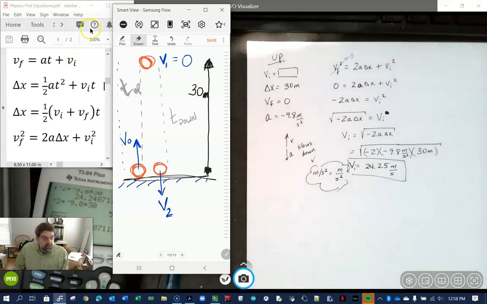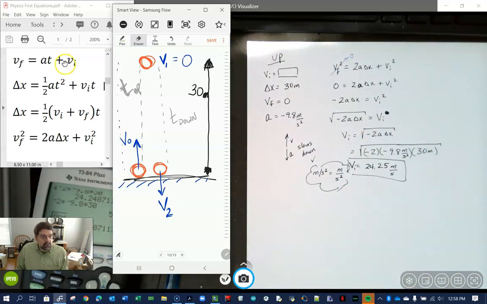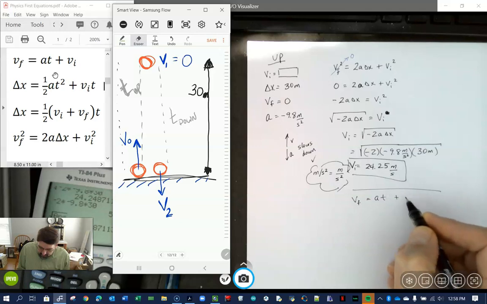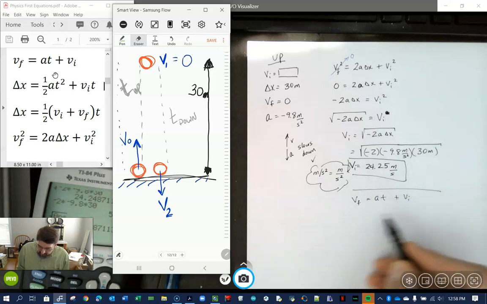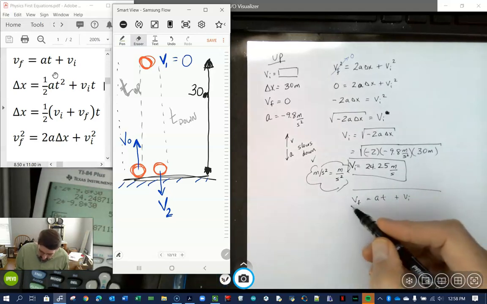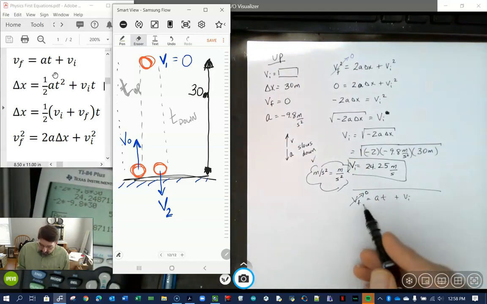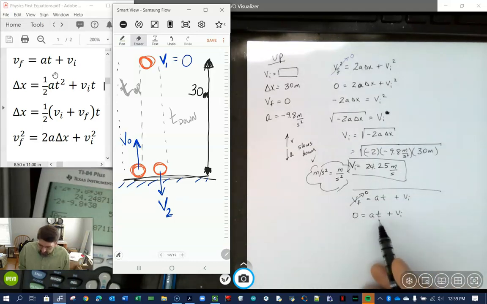Now we can find time. So now that we know the initial velocity and we know the delta x, we know v final, and we know a, the only thing we don't know is time, so we can use any of these. Maybe the first equation may be the easiest to find time. So to find time, v final is equal to at plus vi. Okay, and I'm solving this for t. Again, v final is 0, so I'm just going to go ahead and make that go to 0. Again, we're on our way up. So this becomes 0 is equal to at plus vi.